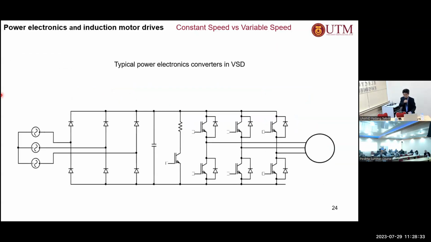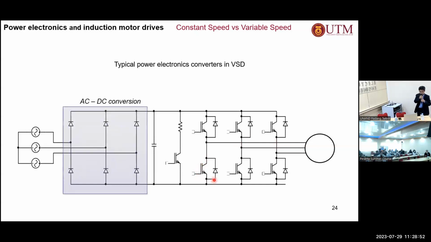This is a basic structure of the variable speed drive. It contains several power electronic converters. We have the input here, which is coming from the utility, and the output here, which is going to the induction machines, for example. In between there are the power electronic converters.